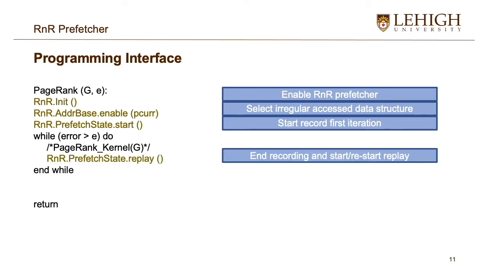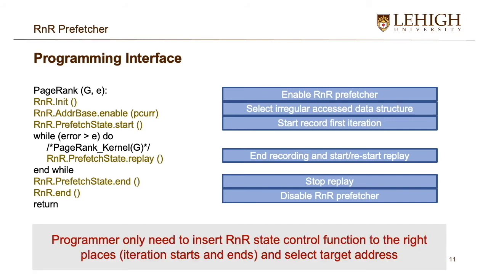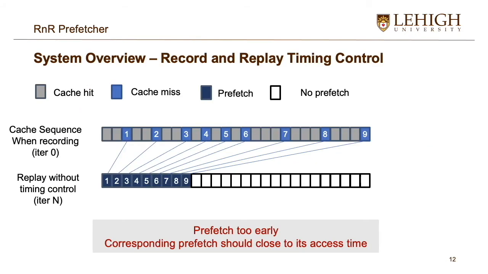At the end of each iteration, the RnR prefetcher is set to restart the replay. After the application converges, the RnR prefetcher is set to stop replay. In the end, the RnR prefetcher is disabled, and all of the allocated space for metadata is freed. The RnR programming interface does not need the programmer to modify the kernel of applications. The programmer only needs to insert the RnR control functions at program phases with long repeating patterns and select the target addresses.